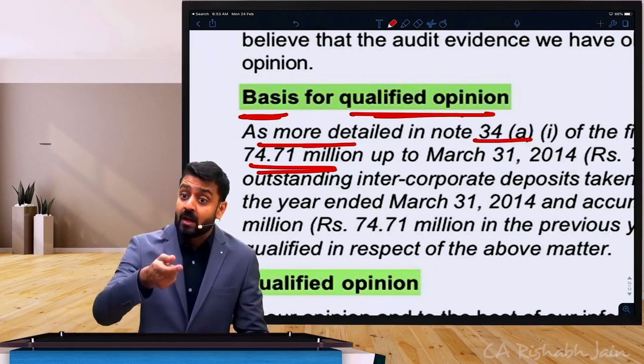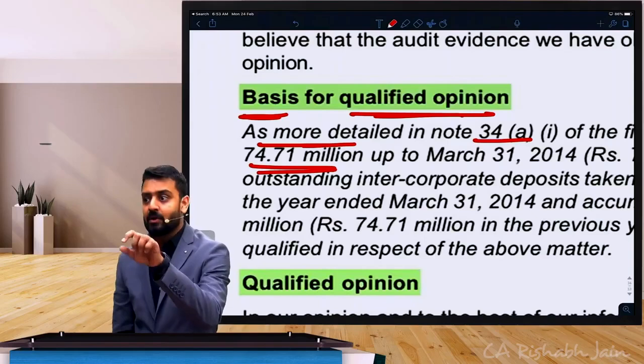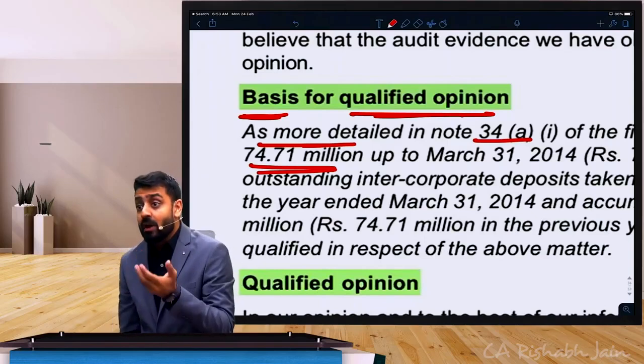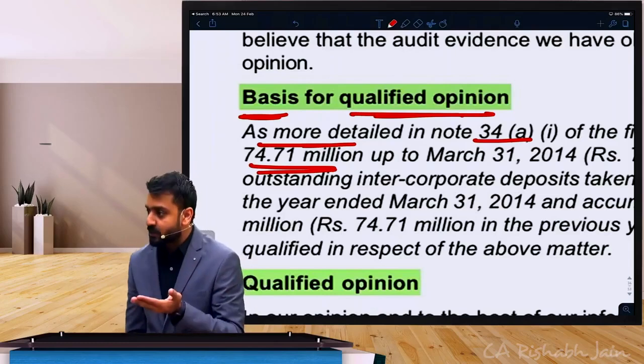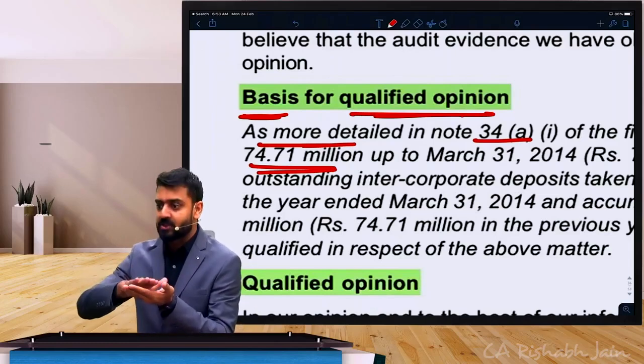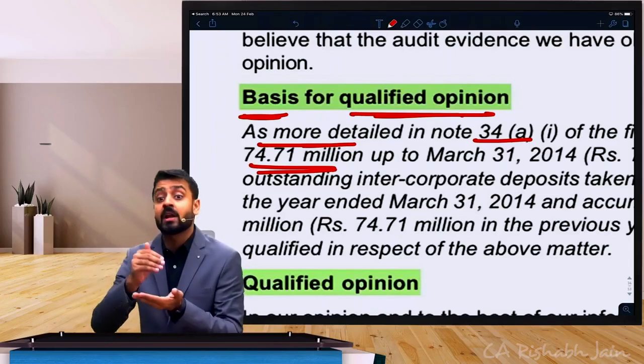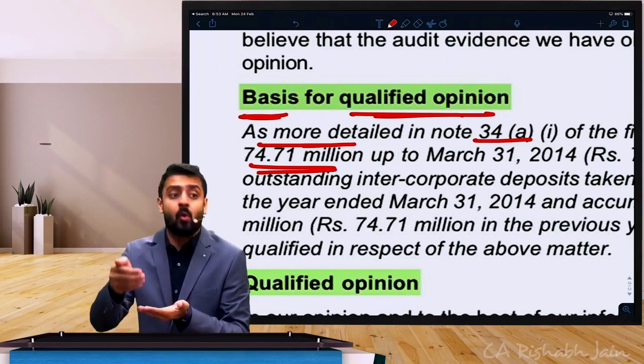Why unqualified? Because there is no qualification. And qualification is nothing but a mistake. So I'm trying to say, if there is no material misstatement, I'm going to give a clean report, or in other words, it can also be called an unqualified report.